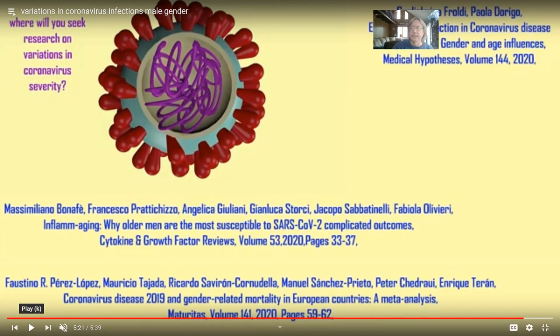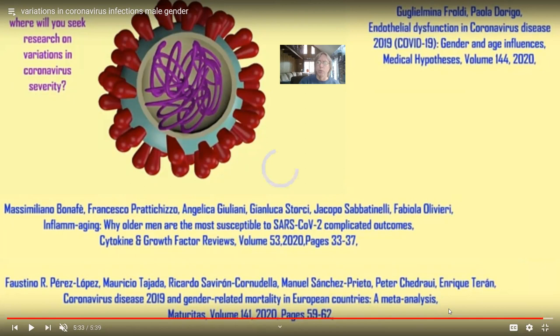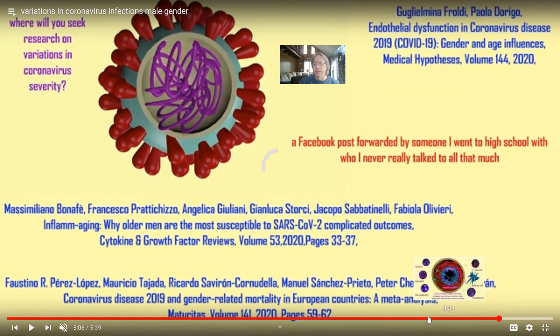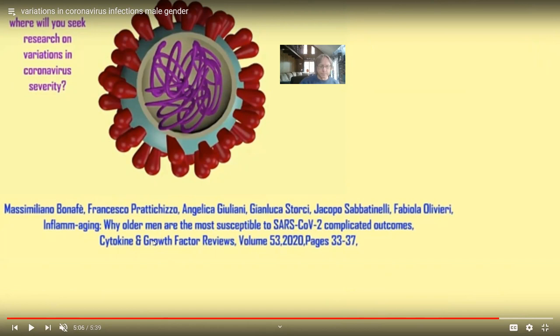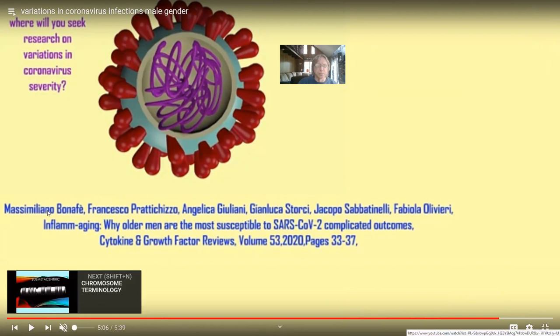That is one of the reasons it seems that coronavirus is having more of an effect on men. This is just of interest, that pseudo-autosomal expression might affect coronavirus susceptibility.